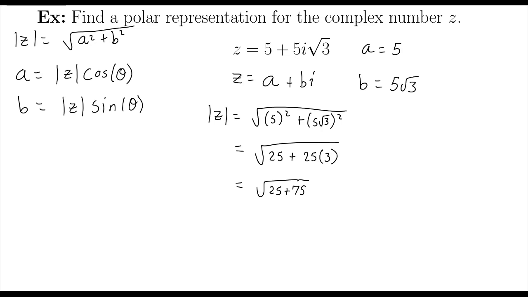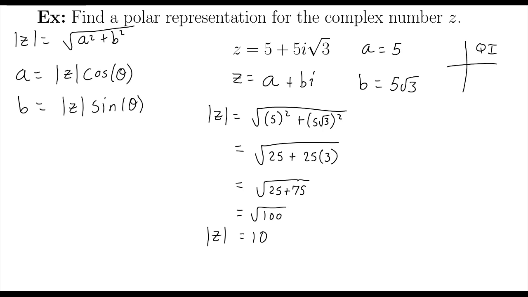Okay, so that's the square root of 25 plus 75. Of course, that's the square root of 100. That's just 10. So the magnitude of z is 10. Okay, let's note what quadrant this point would be located in. That's positive and positive. So that's going to be quadrant 1. Okay, positive and positive is quadrant 1.